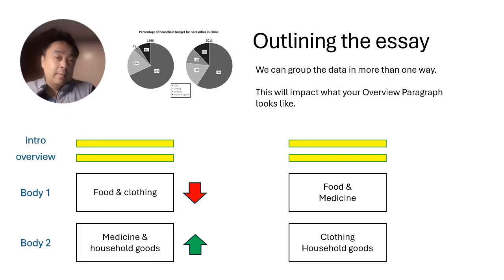Now, why is this important? This eventually helps us plan the essay and where we group the information, body paragraph 1 and 2. Now, for instance, you could combine food and clothing into one paragraph and compare it across the years because they both saw a drop. Medicine and household goods could be grouped in another body paragraph because they both experienced an increase. Now, I'll let you pause the video or go back and look at the original pie chart. Why do you think a student might group food and medicine together, clothing and household goods together?